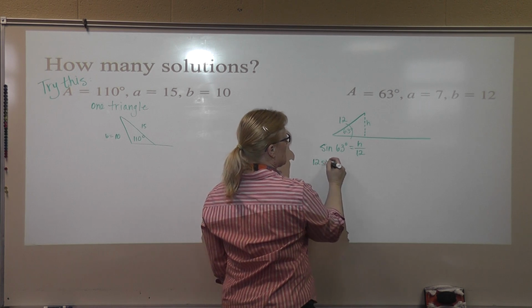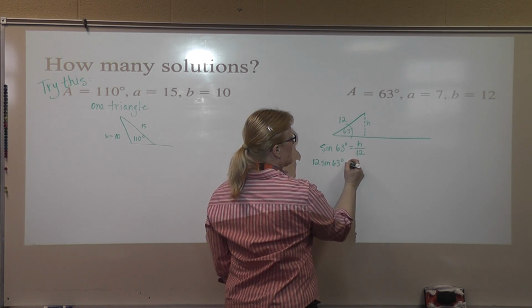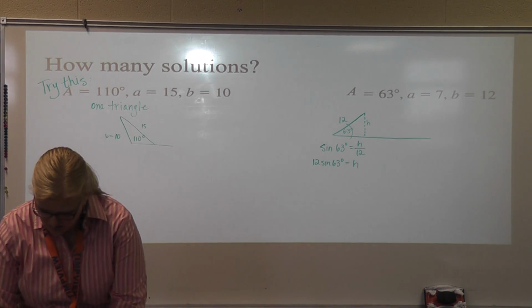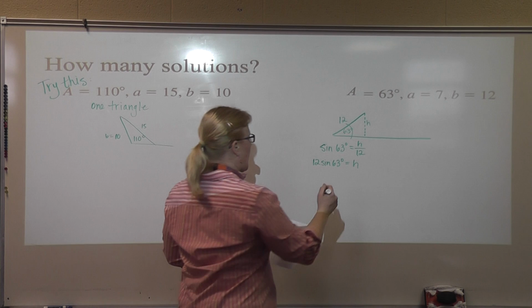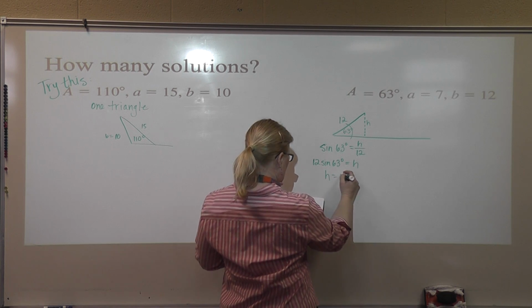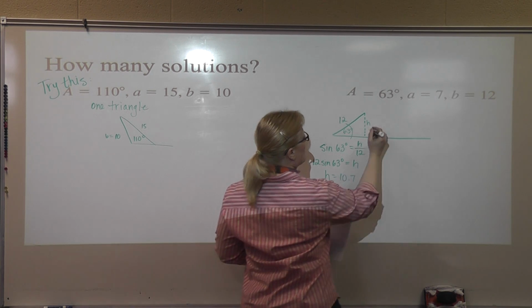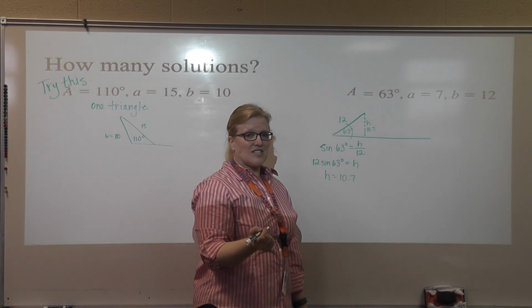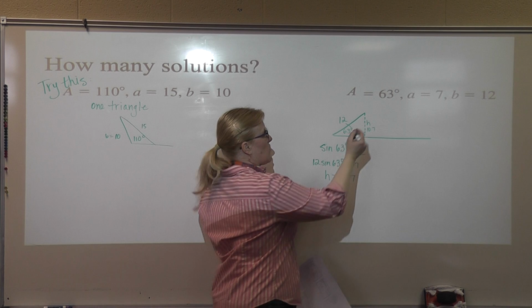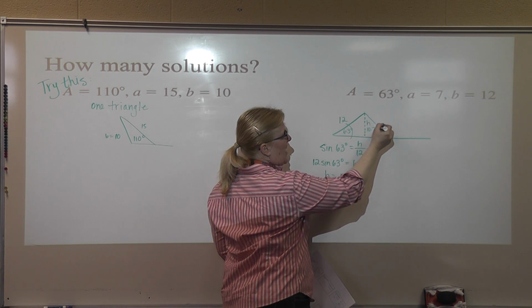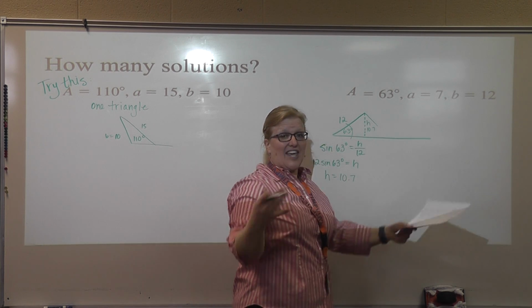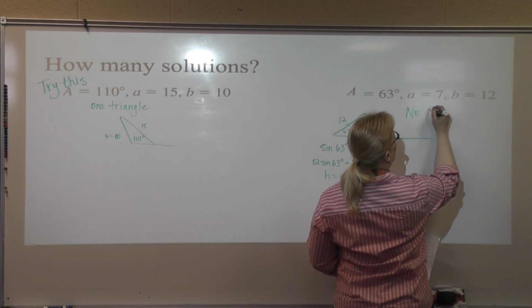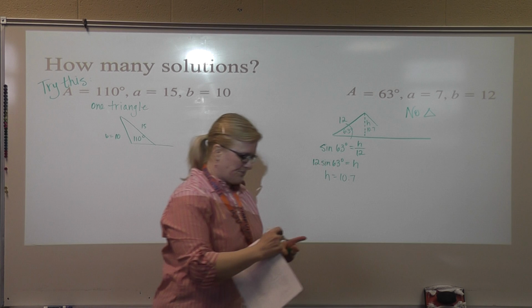So 12 times sine of 63 degrees is my height. If I throw that in the calculator really quick, I get that the height is 10.7. So this is 10.7. Well, A is only 7. So I've got this little dangly thing hanging on there, and it's just kind of swinging. It can't close up this triangle. So in this case, there is no triangle.